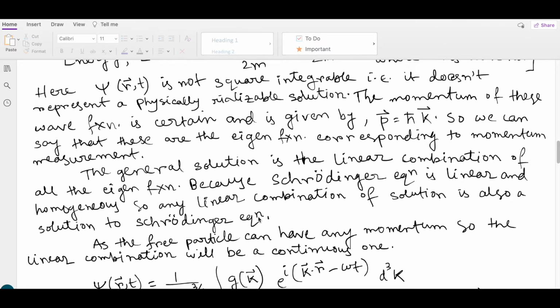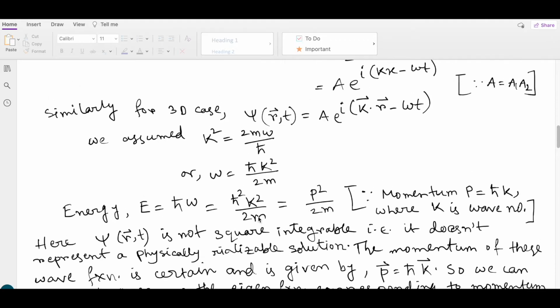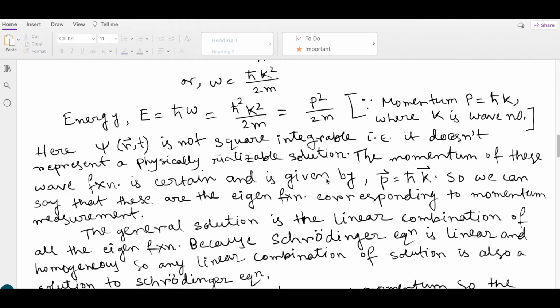Here ψ(r,t) is not square integrable. We can see that this ψ(r,t) is not integrable. That is, it doesn't represent a physically realizable solution. We have already discussed this in the previous lecture: ψ has to be square integrable to represent a physically realizable solution.